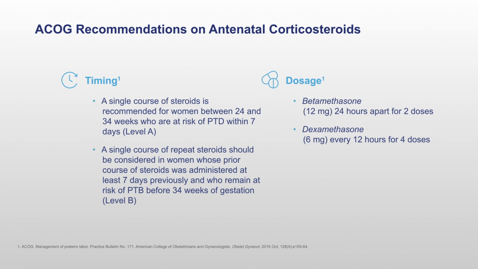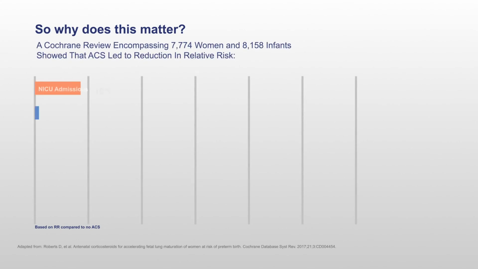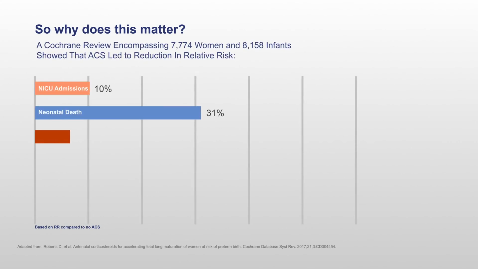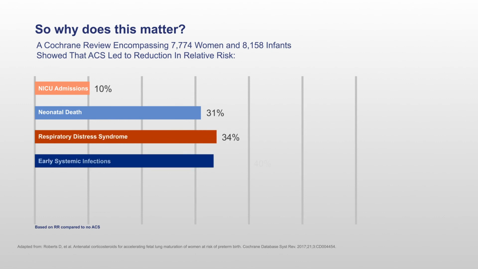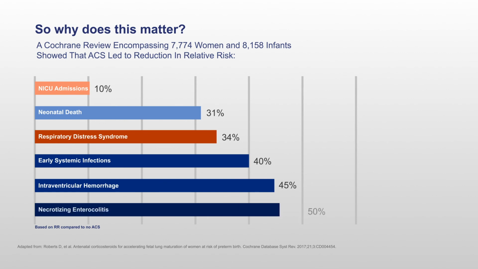The dose for betamethasone is 12 milligrams, given IM, 24 hours apart in 2 doses. Dexamethasone, 6 milligrams, Q12 hours for 4 doses. Why do steroids matter? Steroids are so critically important to the benefit of that unborn baby. They markedly reduce the neonatal death rate, decrease respiratory distress syndrome, and decrease necrotizing enterocolitis and systemic infections in the neonate. Antenatal corticosteroids, again, as I mentioned before, are the most important intervention.